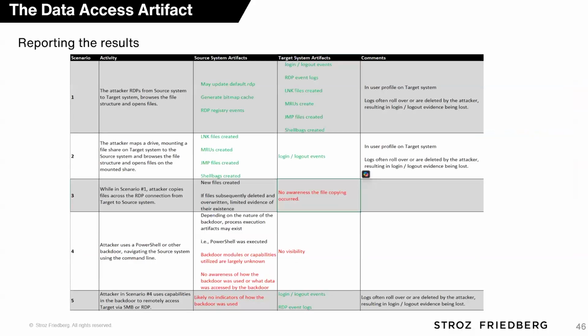Next, we have some what-if scenarios. Again, we list certain activities conducted by threat actors that may or may not generate data access artifacts on target systems. Very useful in explaining to stakeholders when we do not see evidence of the threat actor accessing data, but they claim data exfiltration. So again, it can be very useful in stakeholder communication.